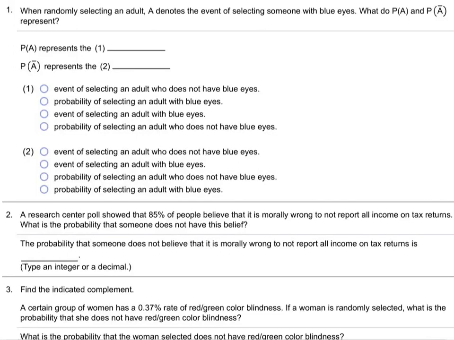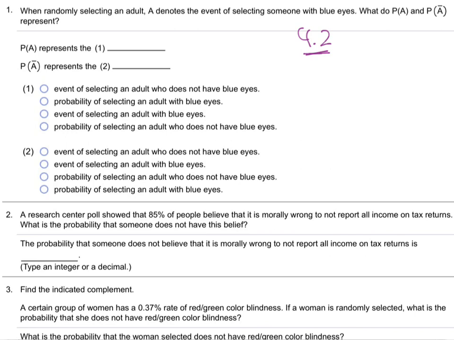All right, okay. So we're in 4.2 here. We're doing more probability. Chapter 4 is all about probability. We're doing a little bit more probability. So when randomly selecting an adult, A denotes the event of selecting someone with blue eyes. What do P of A and P of A bar mean?